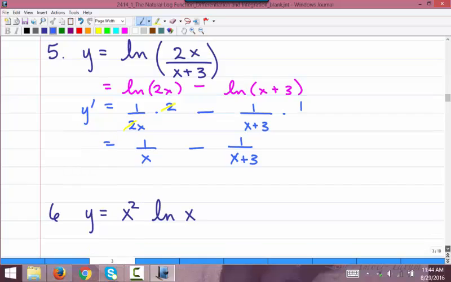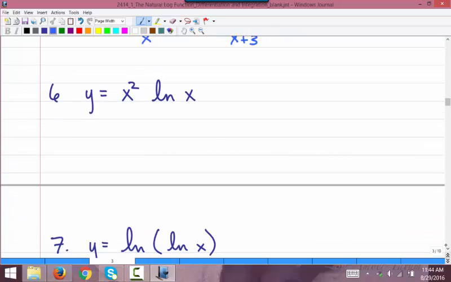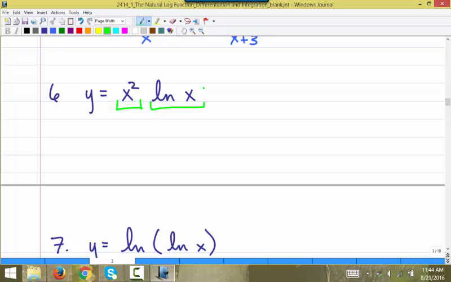All right, number 6. y equals x squared times ln x. Did you hear the word times? What rule am I going to have to use? Product rule. I have a first function and a second function. Product rule says derivative equals first times the derivative of the second plus the second times the derivative of the first, right? Okay, so here we go.